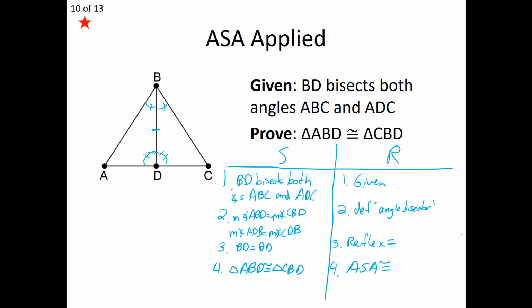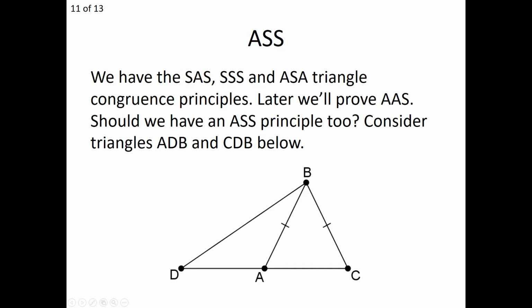We've seen shortcuts for side angle side, side side side, and angle side angle. But we're also going to have to consider all the other sorts of combinations of angles and sides that we can actually pair. So the next question is, are there other relationships that don't work? As it turns out, the answer is yes.